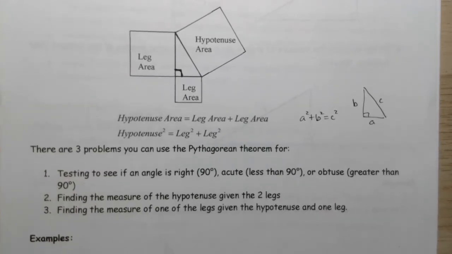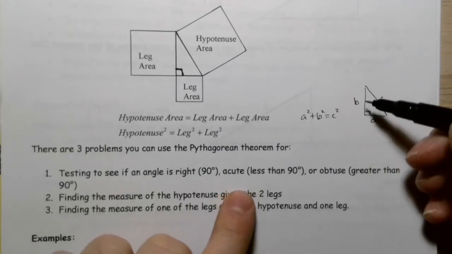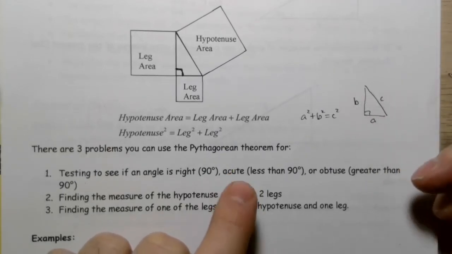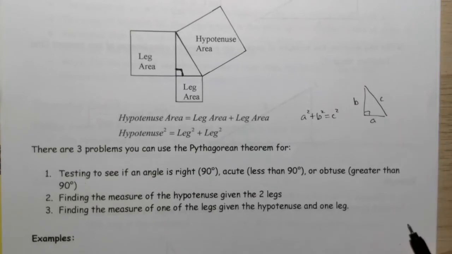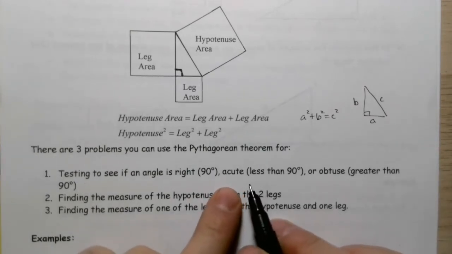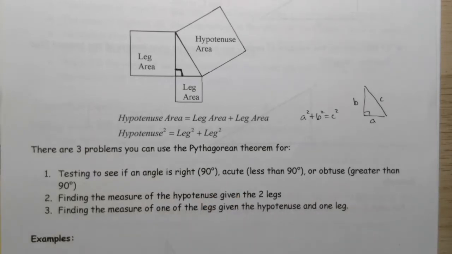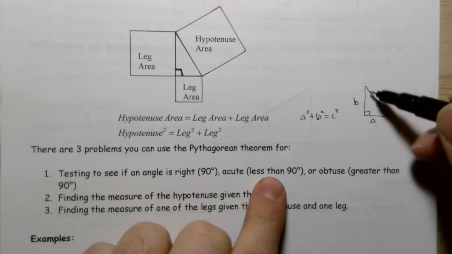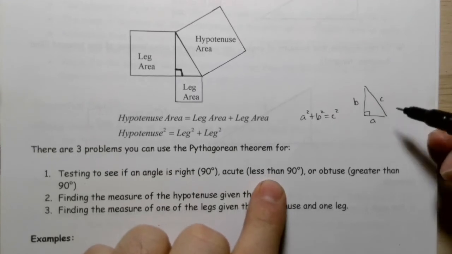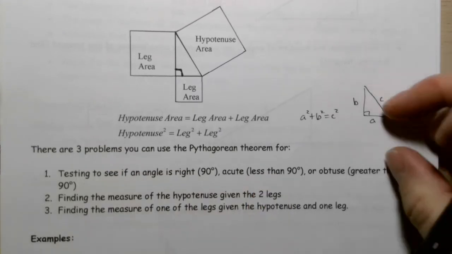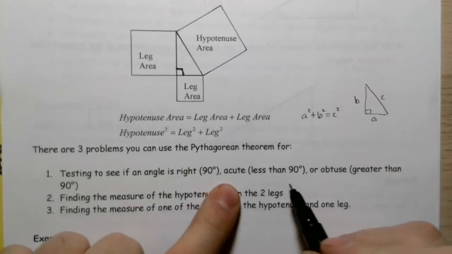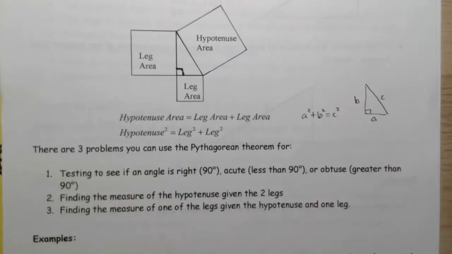Just plug that in. Square the two legs, add them together. If you get the square of the hypotenuse, then it's a right angle. If the hypotenuse that you're getting here is larger than the number that you're given, well, then that's an acute angle. If it's smaller than the side that you're given, well, then that's an obtuse angle that you're looking at.